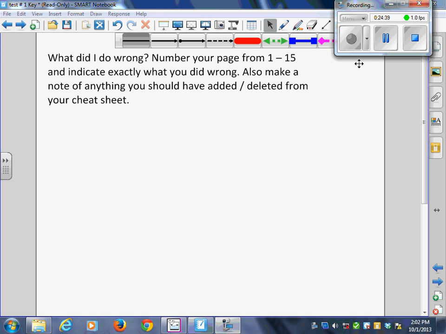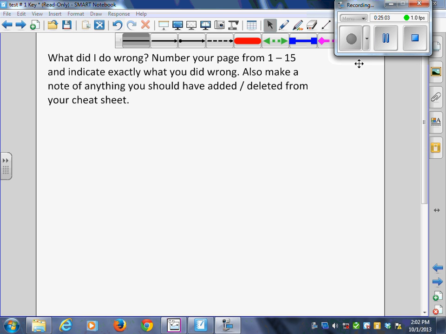Here's what I'd like you to do. I'd like you to take your cheat sheet, and I'd like you to take your test. I want you to take a blank sheet of paper, number it on the left-hand side, 1 to 15. For each question that you got wrong, I want you to write down what you did wrong, what you have to do to make it right on the exam.